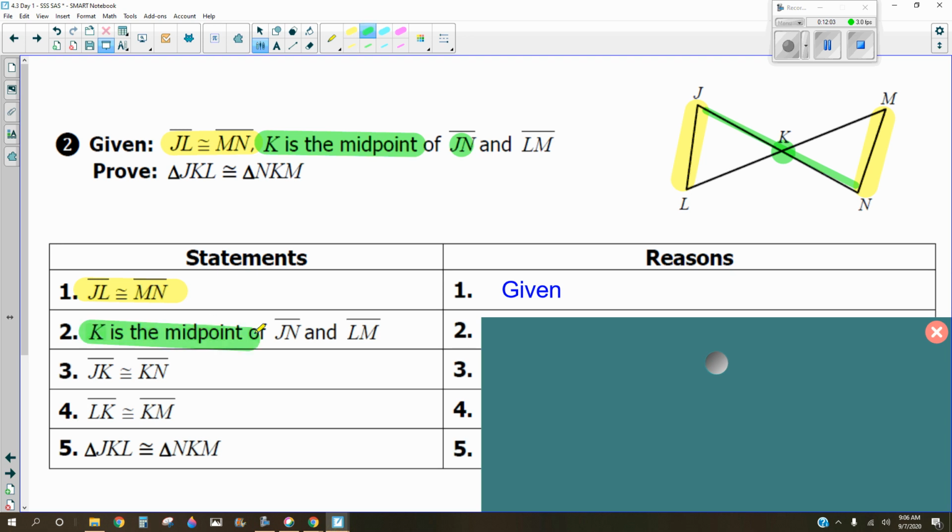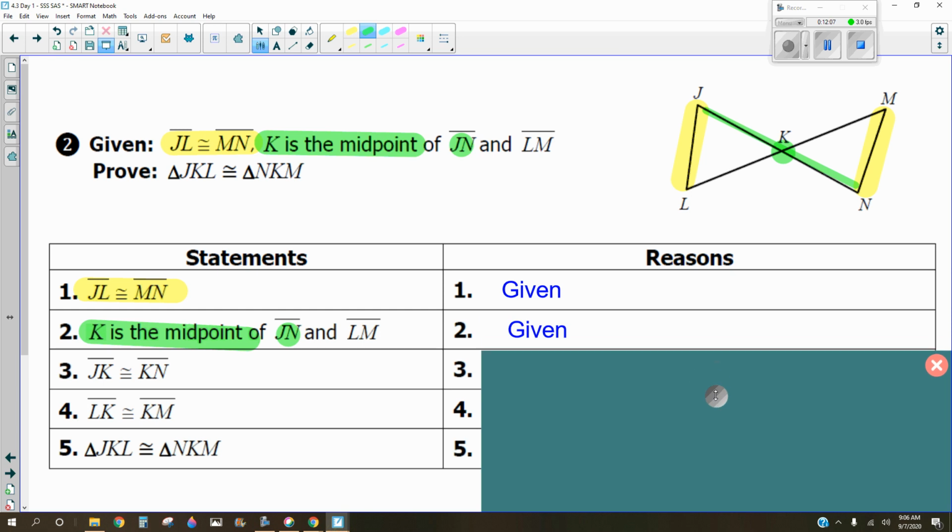K is the midpoint of JN. How did I know? They gave it to me. They also told me it is the midpoint of LM. So K is also the midpoint of LM. Now, let's think about that. If they told me midpoint, they want me to do something with that information, right? They wouldn't tell me if they didn't want me to do something.